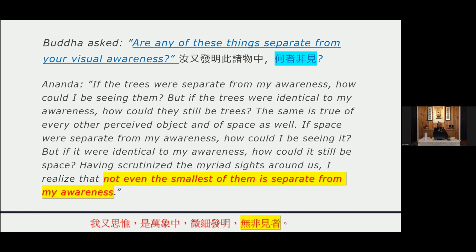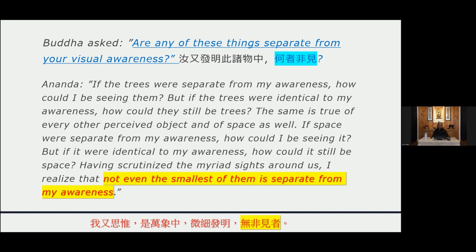And Buddha asked, are any of these things separate from your visual awareness? Okay, you cannot dissect the visual awareness from the object. And how about, is there anything that you can perceive without your visual awareness? In other words, Ananda said, if the trees were separated from my awareness, how could I be seeing them? But if the trees were identical to my awareness, how could they still be trees? The same is true of every other perceived object and of space as well. If space were separated from my awareness, how could I be seeing it? But if it were identical to my awareness, how could it still be space?